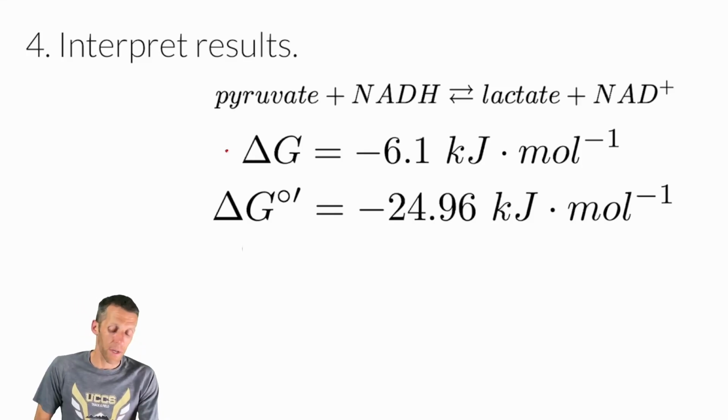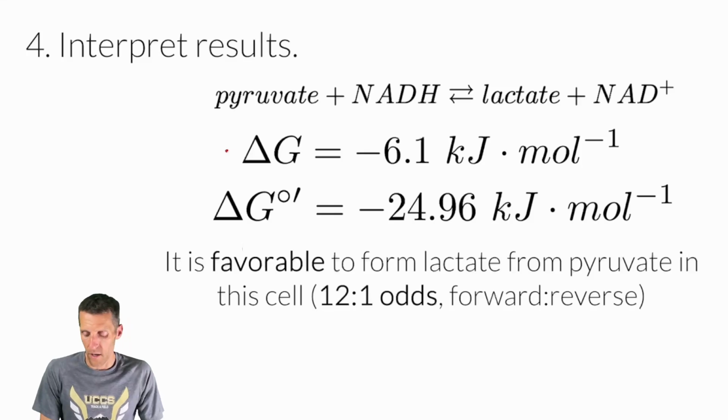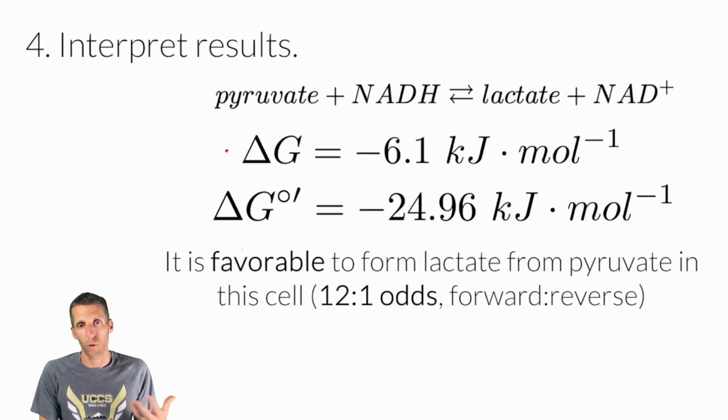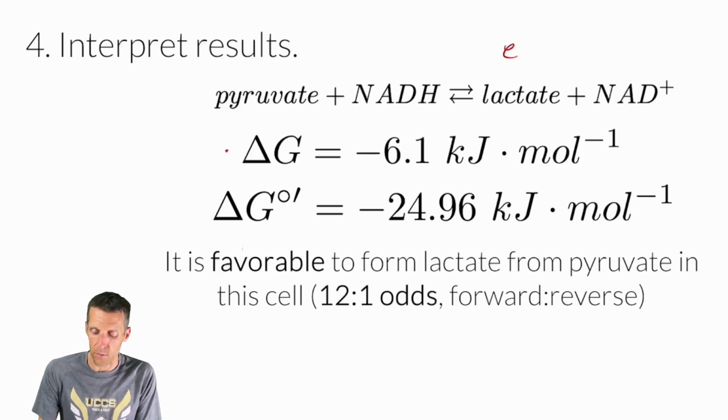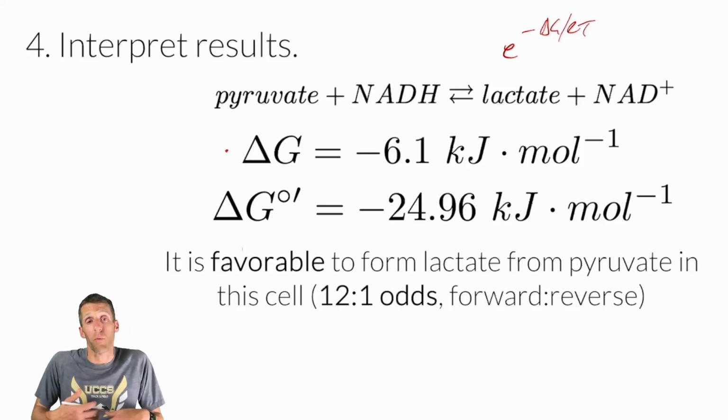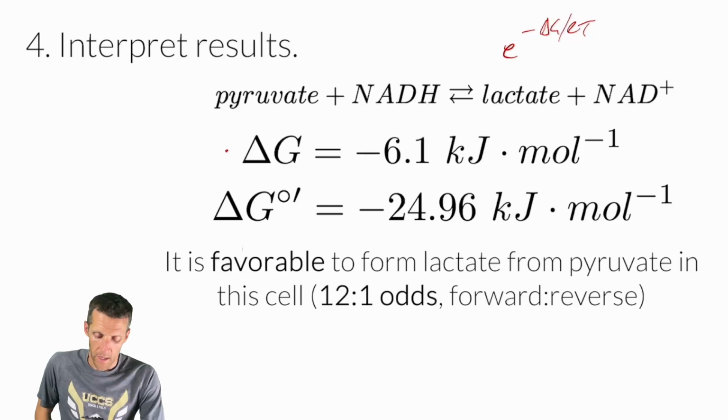Okay, we're coming out of the pause. These are the things I was thinking about. First of all, that it's favorable to form lactate from pyruvate in this cell. So it's 12 to 1 odds favoring forward to reverse. And I got those 12 to 1 odds by doing e to the minus delta G over RT. That's just the probability of a forward reaction over a reverse reaction under these current conditions.